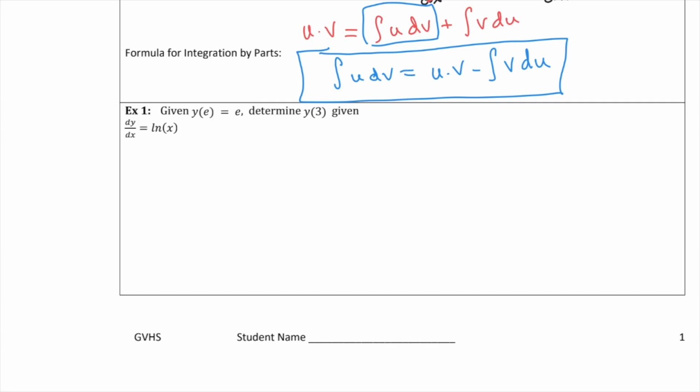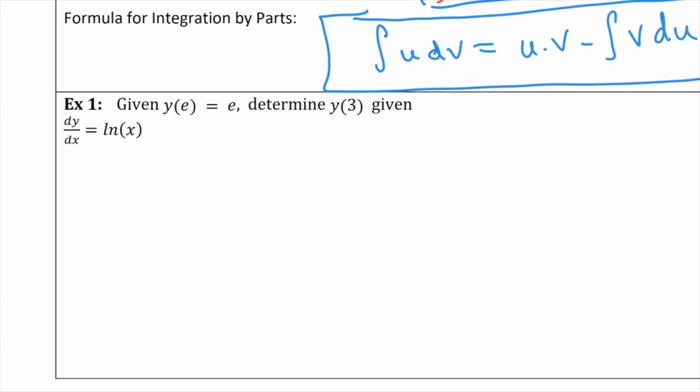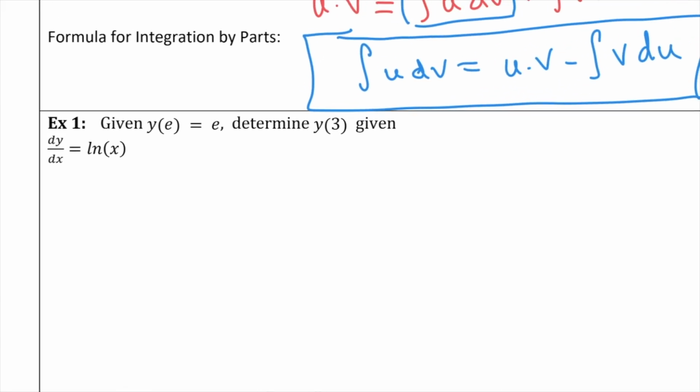So let's start with example 1. We have dy over dx equals the natural log of x. Can you imagine that? We've been spending how much time solving calculus problems, and we still don't know the antiderivative of the natural log of x. Well, let's figure it out. We will have dy equals the natural log of x dx.